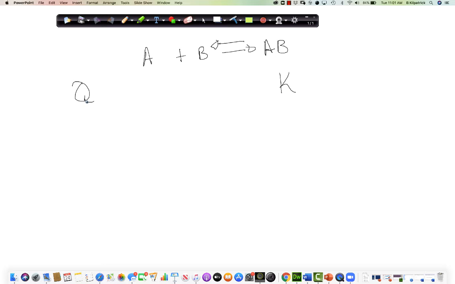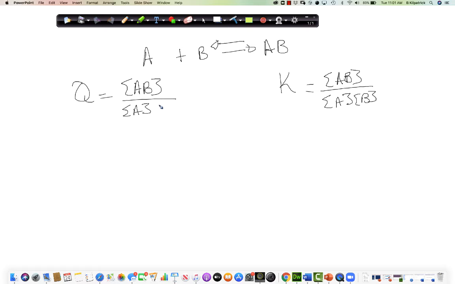So we know that Q and K are pretty much the same thing. It's just K is going to be equal to the product versus reactant ratio at equilibrium. So if I have this particular reaction, K will be equal to this. If I am looking at Q, well, it's the same thing. It just could be at any given point of the reaction. It doesn't necessarily need to be at equilibrium.